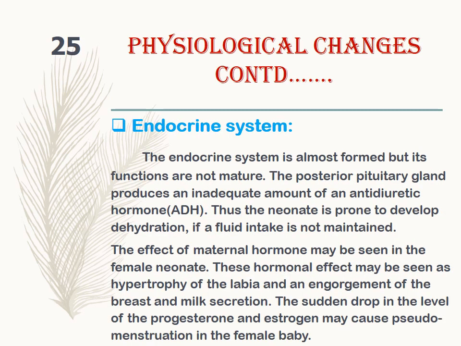Next is the endocrine system. The endocrine system is almost formed, but its functions are not mature. The posterior pituitary gland produces an inadequate amount of antidiuretic hormone, ADH. Thus, the neonate is prone to develop dehydration if fluid intake is not maintained.